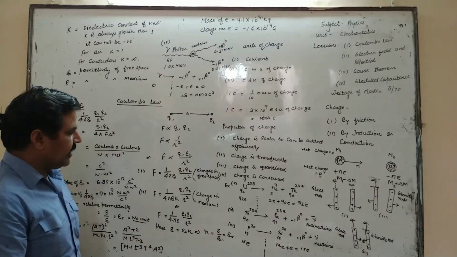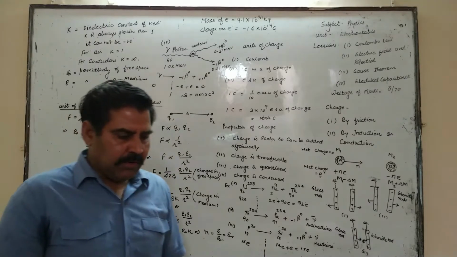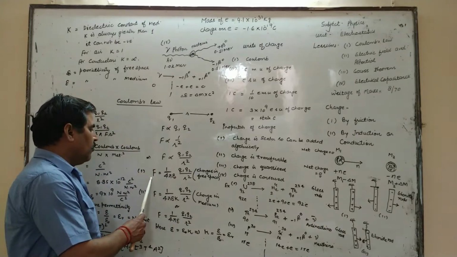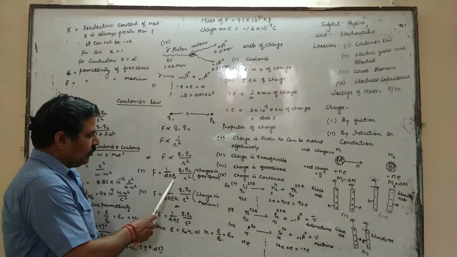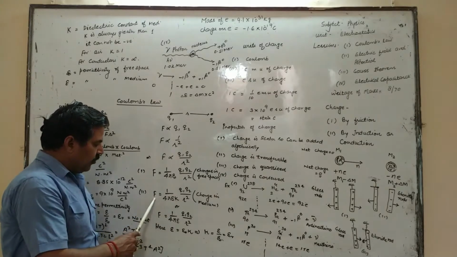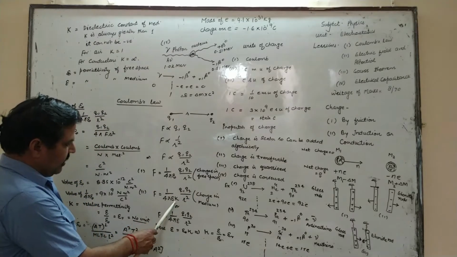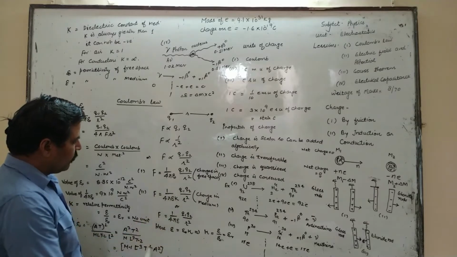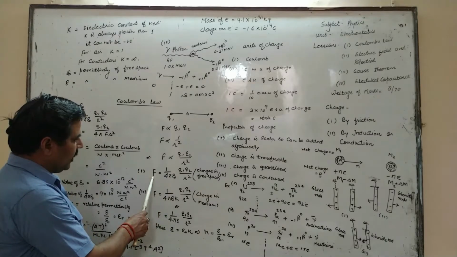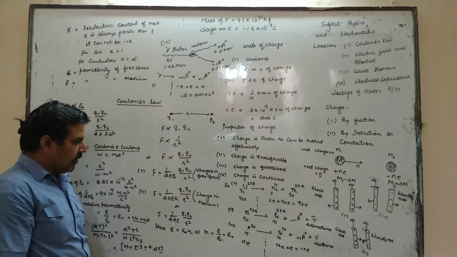Now here are two cases. When we remove the sign of proportion, a constant is included. So F equal to 1 upon 4 pi epsilon 0 Q1 Q2 upon r square. Number 2, F equal to K times 1 upon 4 pi epsilon 0 Q1 Q2 upon r square. In the first case, there is no K. In the first case, F equal to 1 upon 4 pi epsilon 0 Q1 Q2 upon r square.